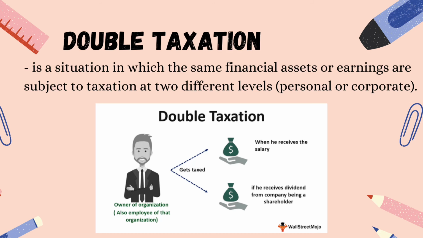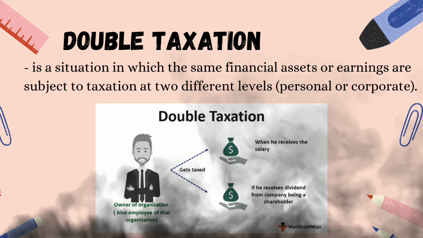Next is double taxation. Double taxation is a situation in which the same financial assets or earnings are subject to taxation at two different levels. This could be personal or corporate. The picture below is an example of double taxation. The guy in the picture is the owner of the organization and also an employee of that organization. If he receives dividends from the company as a shareholder, he will be paying tax. And also as an employee of that organization, when he receives salary, he will be paying tax also.